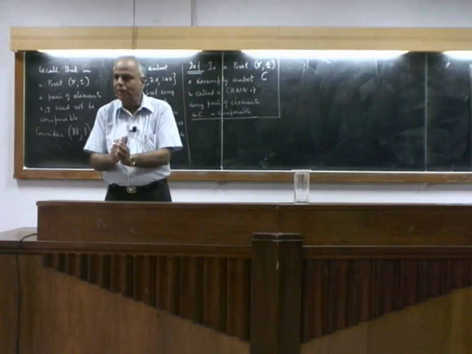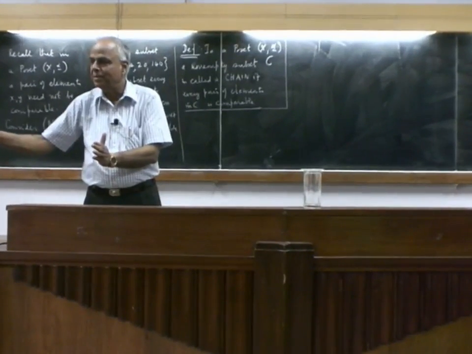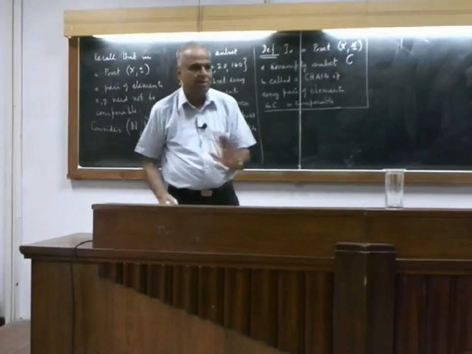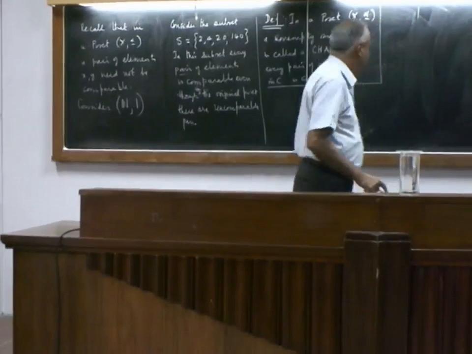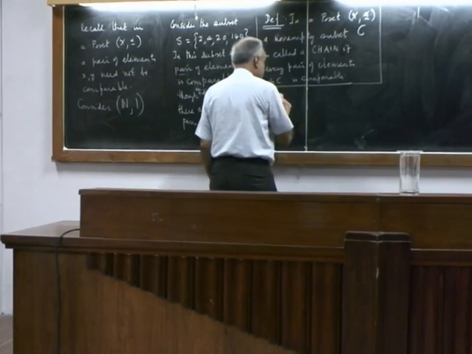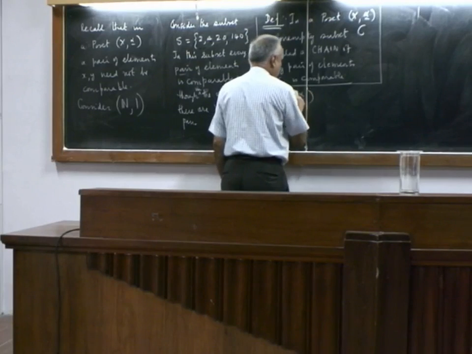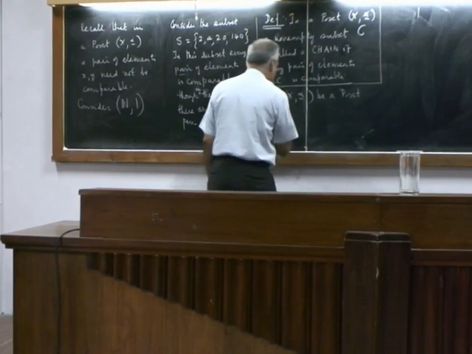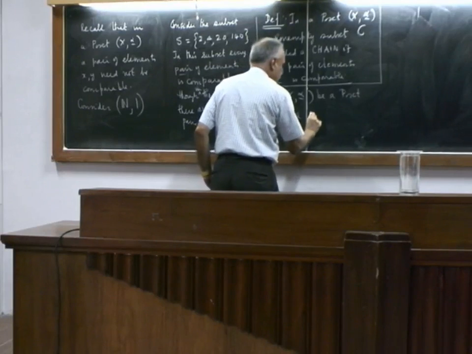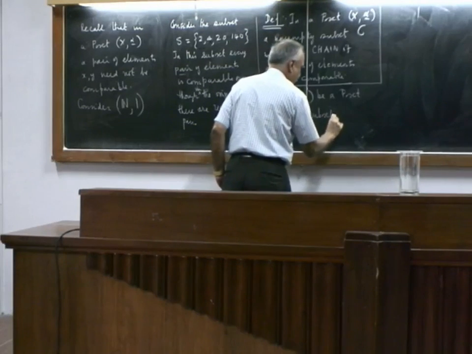Means that nobody here can exceed him, or everybody here is smaller than him. The same notion, now instead of smaller we will use this symbol, that is all. So, let X be a partially ordered set and S a subset of X.